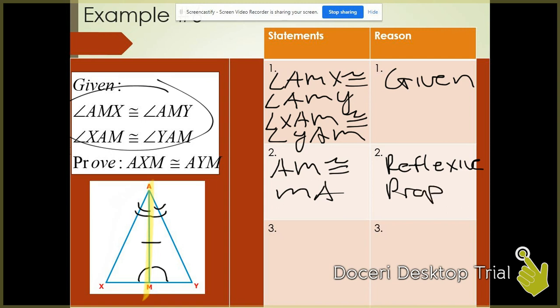Okay, now looking at our two triangles, we want to identify the pattern. The triangles are definitely congruent using the angle, side, angle pattern, and we would just name our triangles in. So our statement is going to be triangle AXM is congruent to triangle AYM.